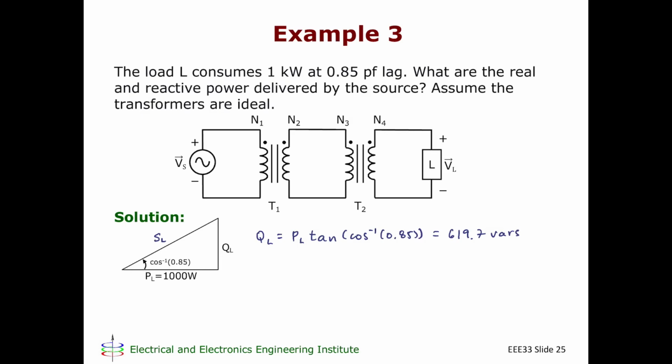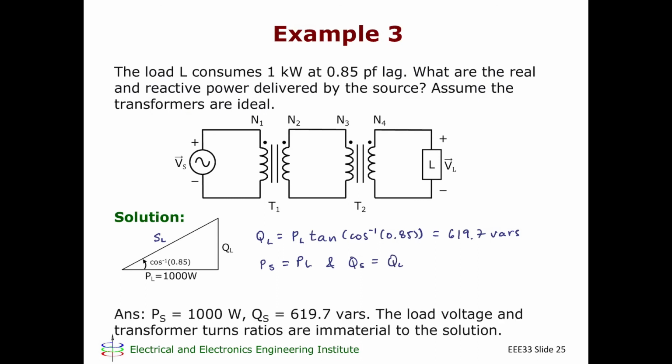Okay, again, remember, whatever power and reactive power generated here will just transfer all the way to the load. This is not going to take up any of it, and this is not going to take up any of it because T1 and T2 are ideal. Therefore, P sub S must equal P sub L, and Q sub S must equal Q sub L. So P sub S will be 1000, and Q sub S would be 619.7 vars.